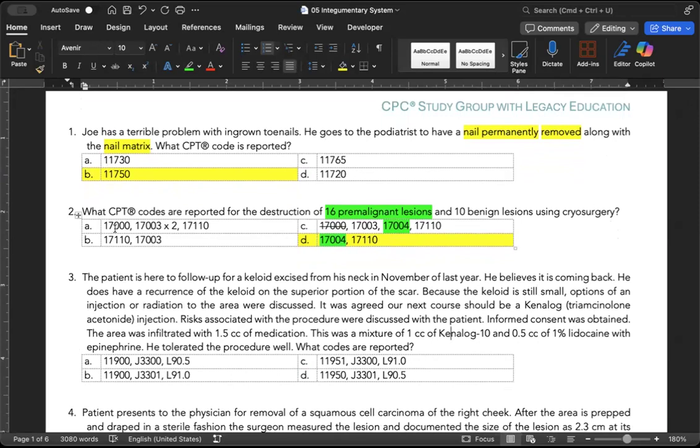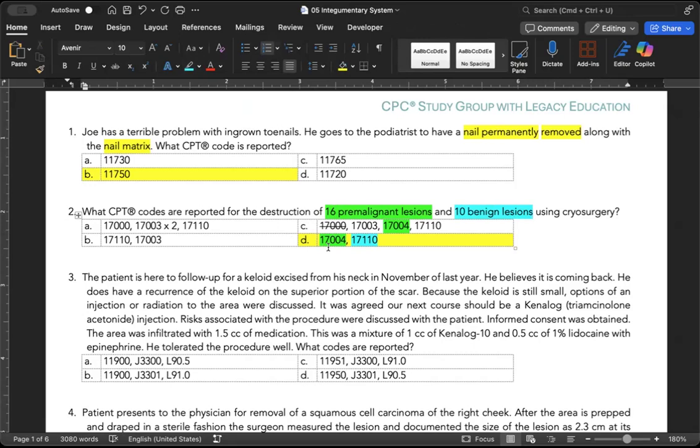I know this one is a little sneaky. So that's why I always try to make sure to go over this one so that you don't just stop at the 17000 and then rule out B and D. And then we're kind of stuck and we're confused when really we've ruled out. Brittany, we're not using the 17110, which is going to be for the 10 benign lesions. So you have the 16 premalignant, which is the 17004.